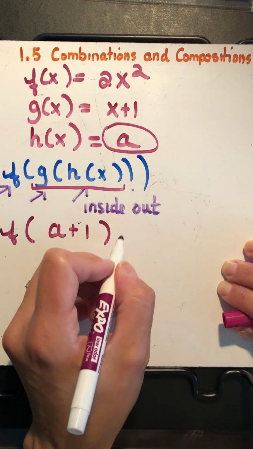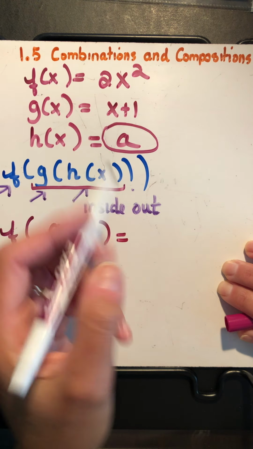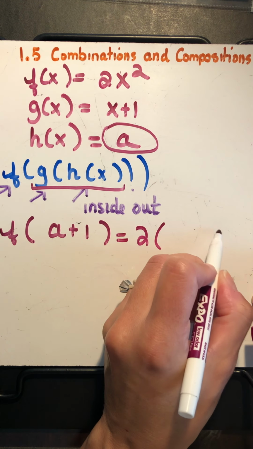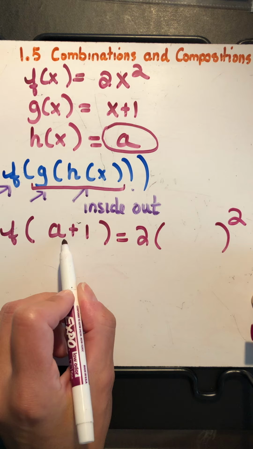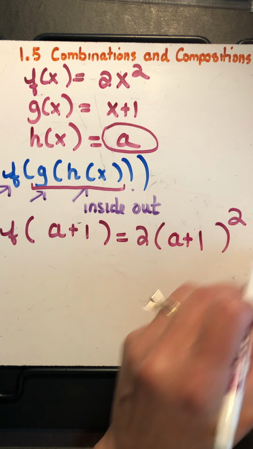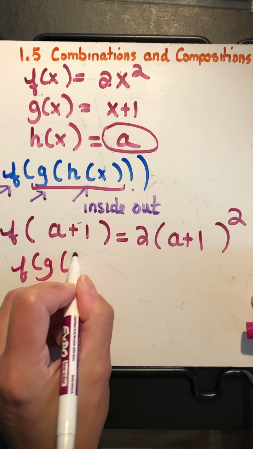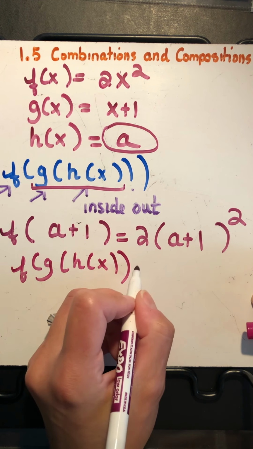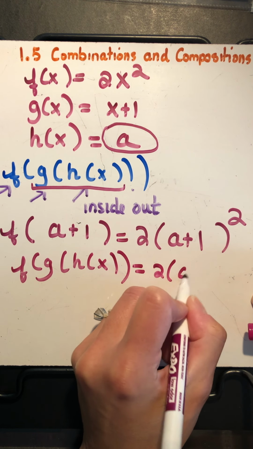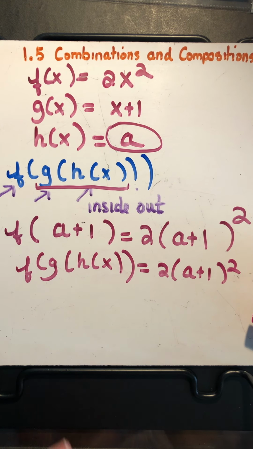Now I want to do f of a plus 1. So I have to take my function f, write it out, and inside I need to put a plus 1, right? So that's what it's going to look like as my final answer. So f of g of h of x is equal to 2 times the quantity a plus 1 squared. And of course, you could multiply that out if needed.